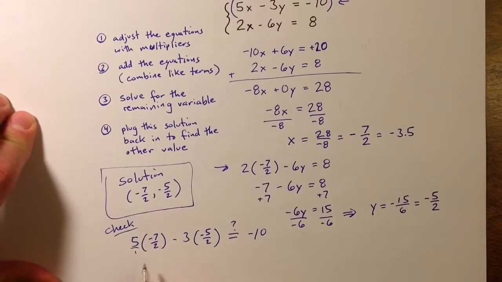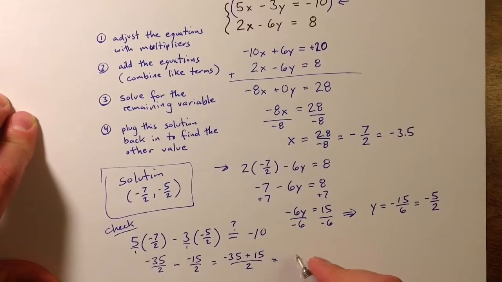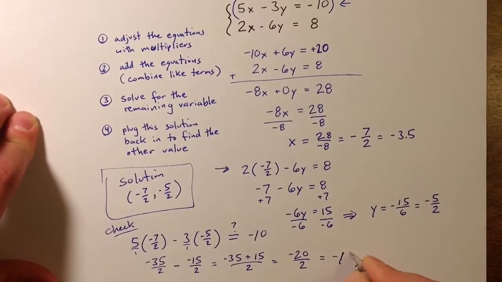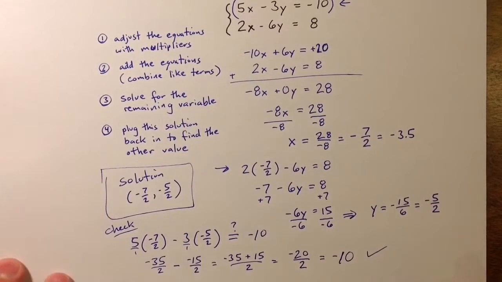Multiplying this out, I can think of the 5 here as 5 over 1. I can think of the 3 as 3 over 1. Multiplying the fractions, I can multiply the numerators. I get negative 35 divided by 2. And then this is a minus negative 15 divided by 2. So that's going to become a negative 35 and then a plus 15. The negatives cancel. All of that divided by 2. Well, that's negative 20 up top. And negative 20 divided by 2 is in fact negative 10. Right, so it does work. This pair, negative 7 over 2 and negative 5 over 2, is a solution to both equations.